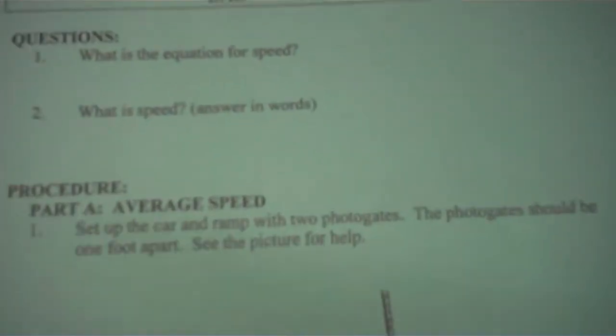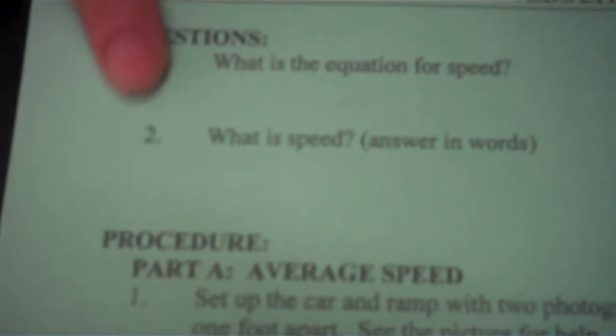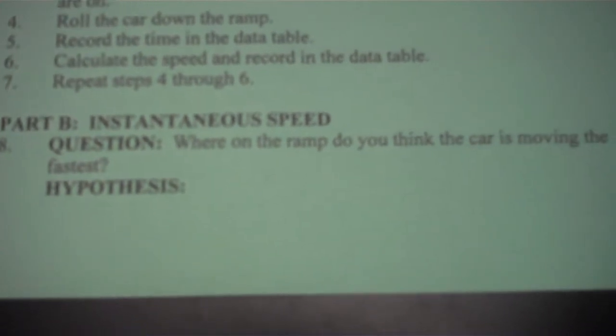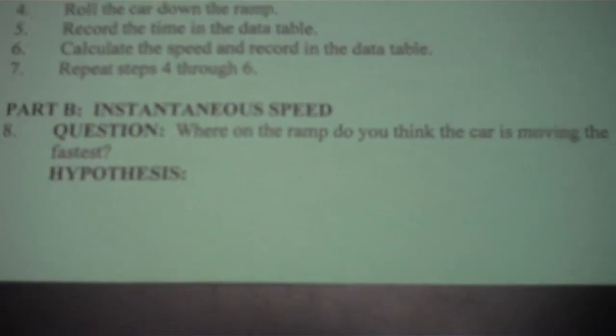Okay, this is the Velocity Lab. Answer the two questions at the top of the page, and at the bottom, read the question and write your hypothesis before you begin. Then you can turn to the second page to all the data tables.